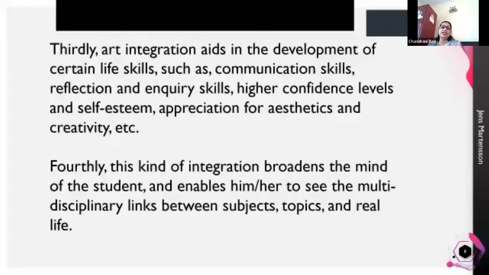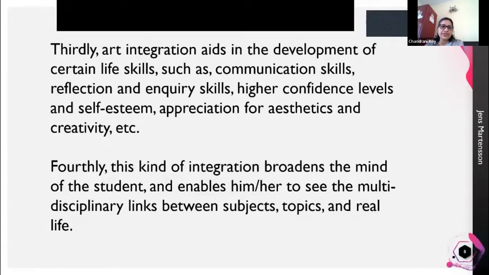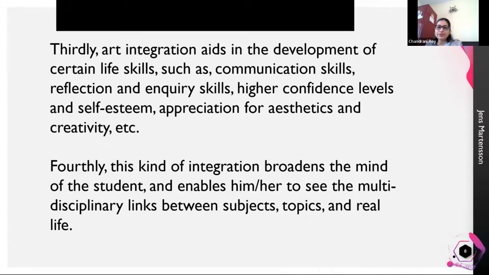The CBSE has included art education, integrated art education has become very important. So it also builds on confidence of children and their self-esteem, and they appreciate aesthetics and creativity. This kind of integration also broadens the mind of the student and enables him or her to see multidisciplinary links between subjects, topics, and even real life.